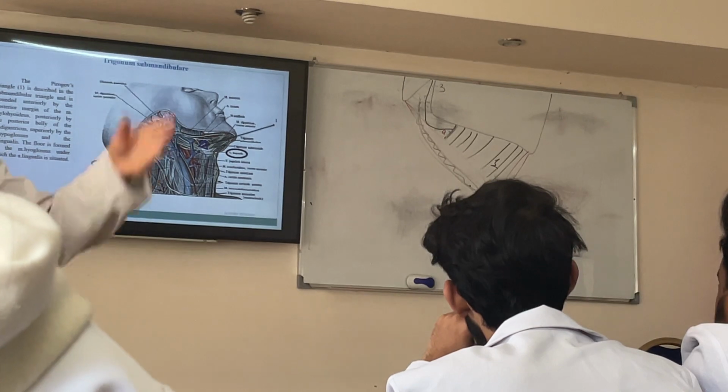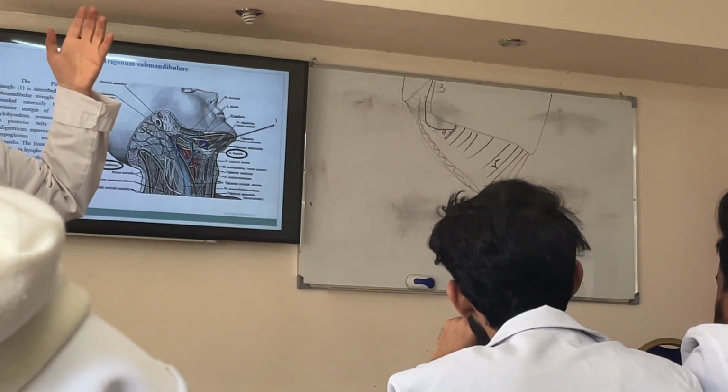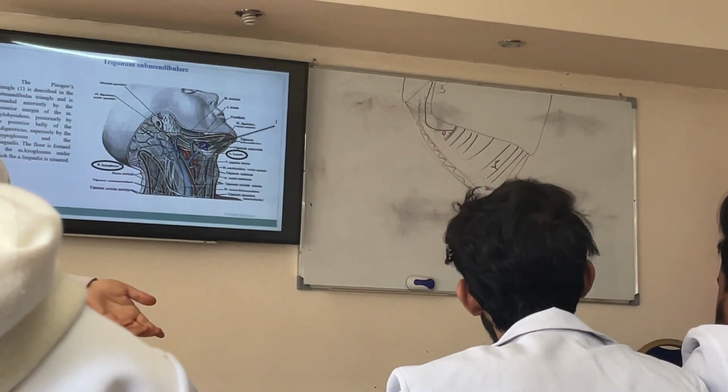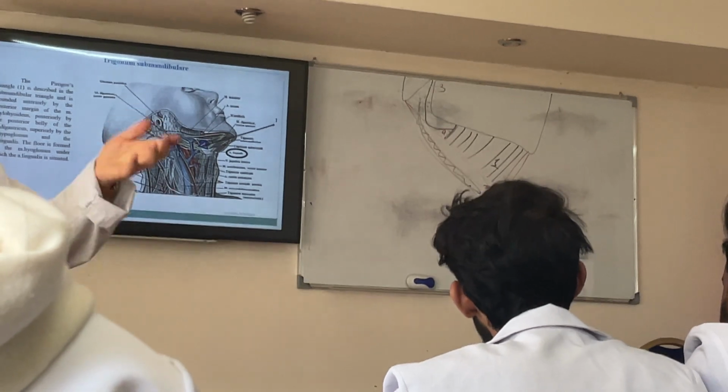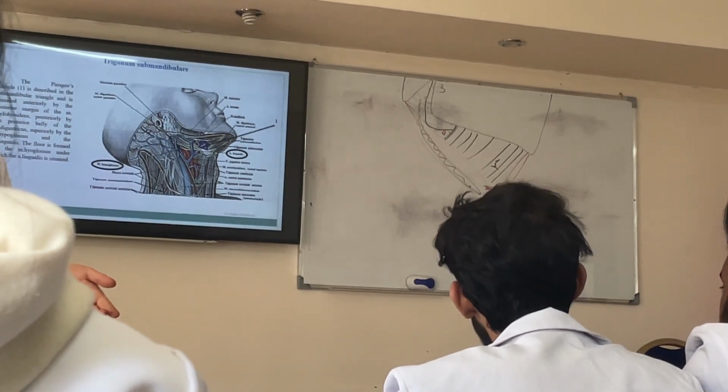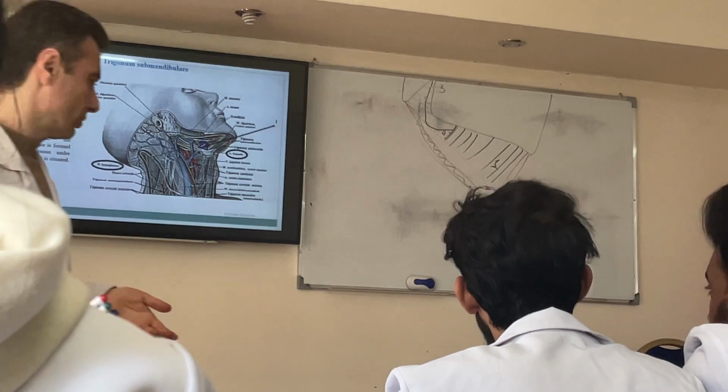Once again, above it is the nervus hypoglossus, below it is the posterior belly of the digastric, and from in front it is the mylohyoid muscle, the posterior margin of it.